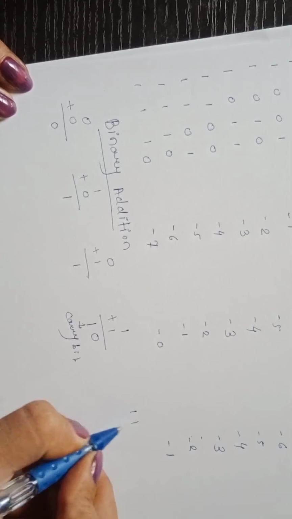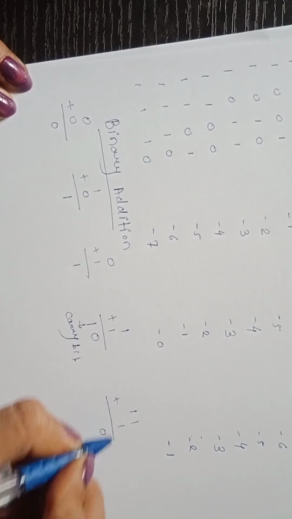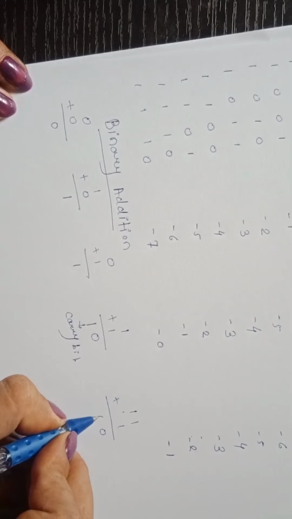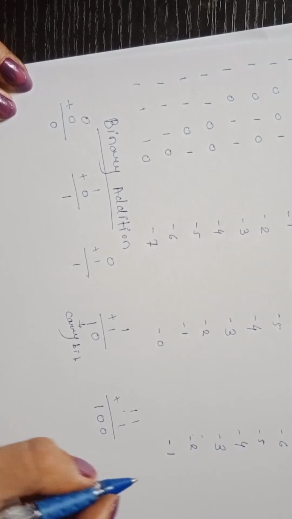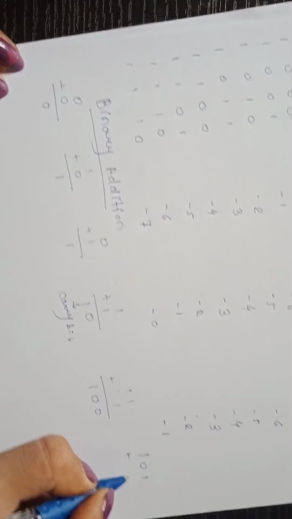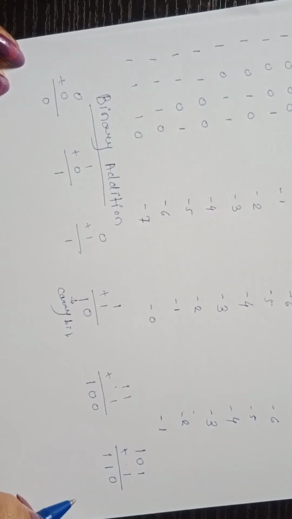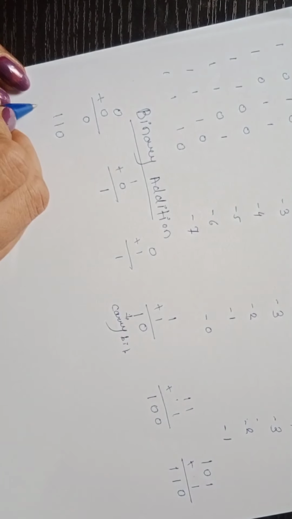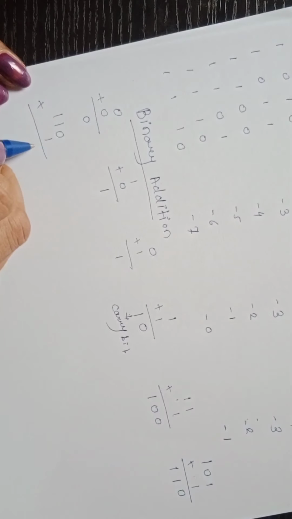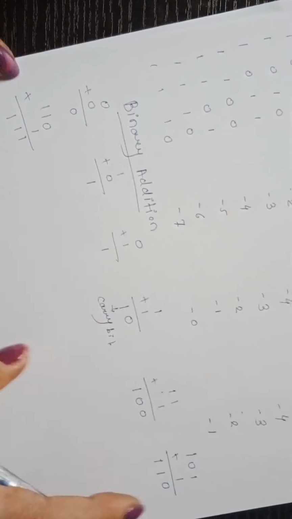Now if we have 1 1 plus 1, what will be the result? 1 plus 1 is 0, carry 1. Again 1 plus 1 is 0, carry 1. Now what is 101 plus 1? Again 1 plus 1 is 0, carry 1, and this 1 stays as it is. Then 110 plus 1 is 111. So this is simple binary addition.